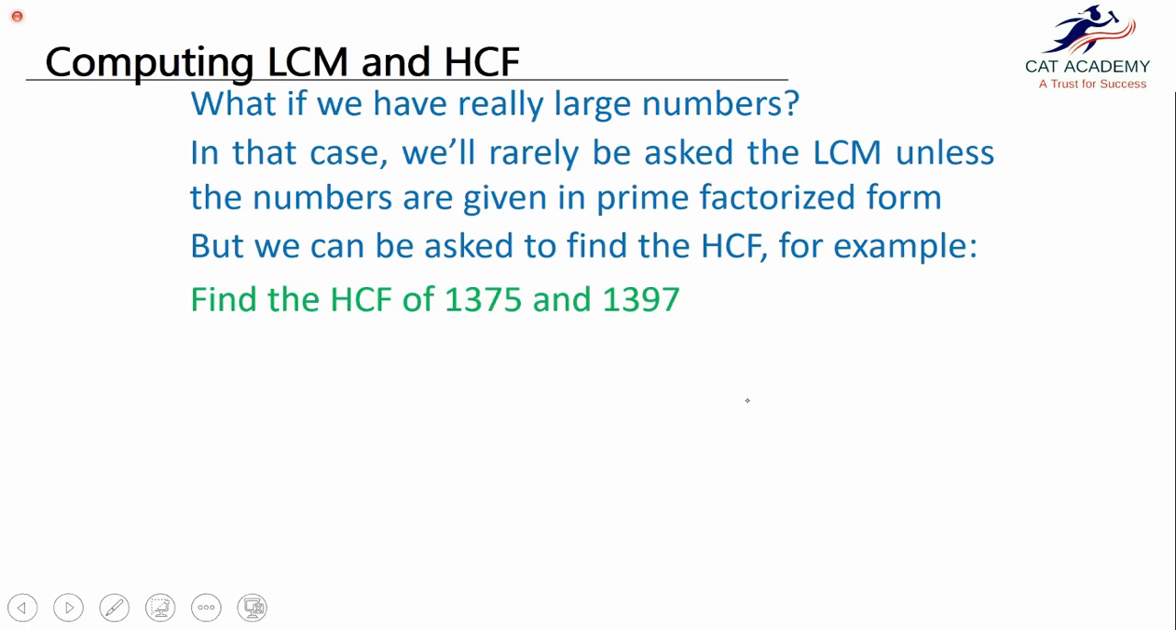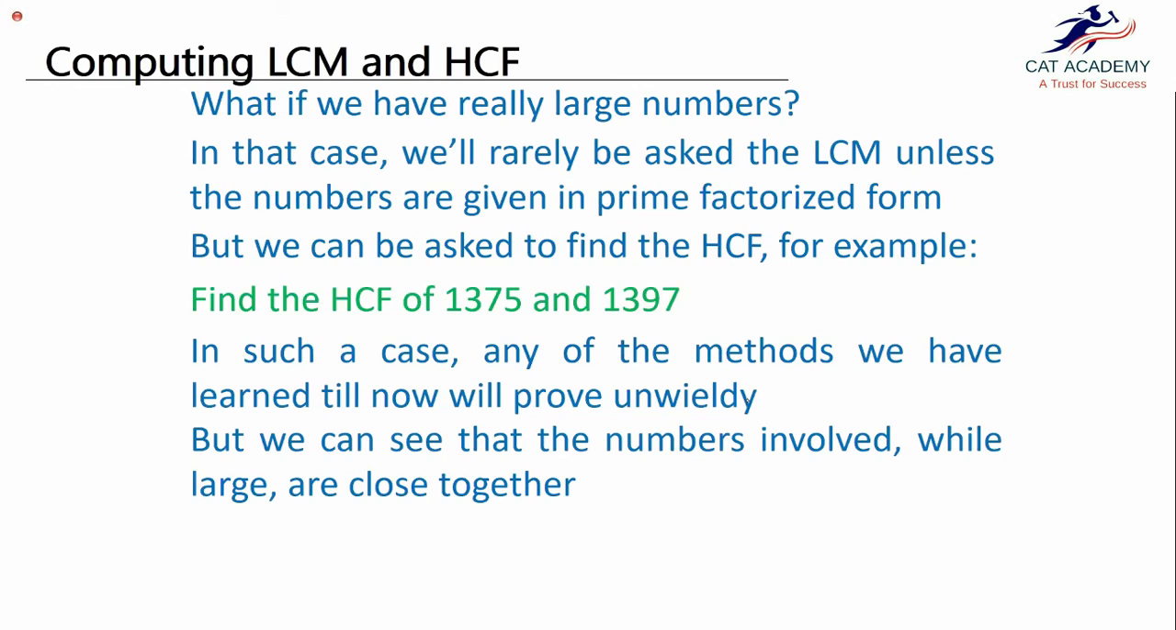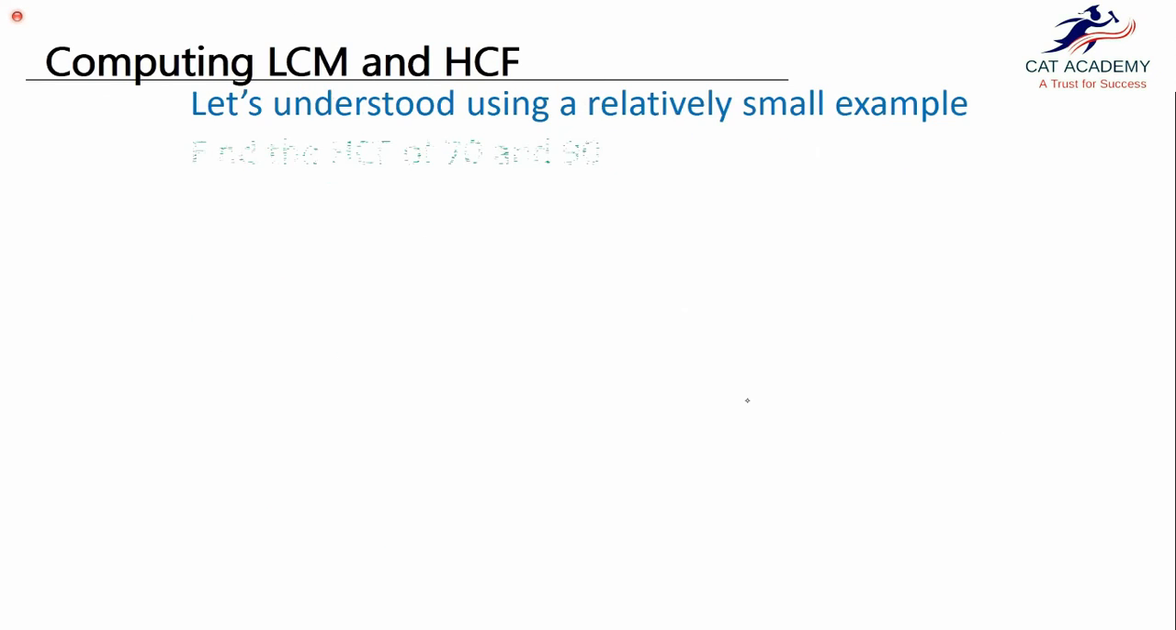So what should I do in that case? In such a case, any of the methods that we have learned till now would prove unwieldy, because I don't know what the factors are. So what should I do? Here the observation is that the numbers involved are close to each other. They are large, but they are close to each other. So let's use this. How? Let's take a relatively smaller example and then replicate this for the larger one.